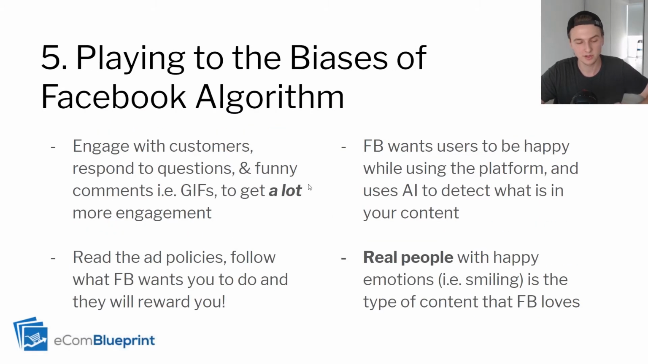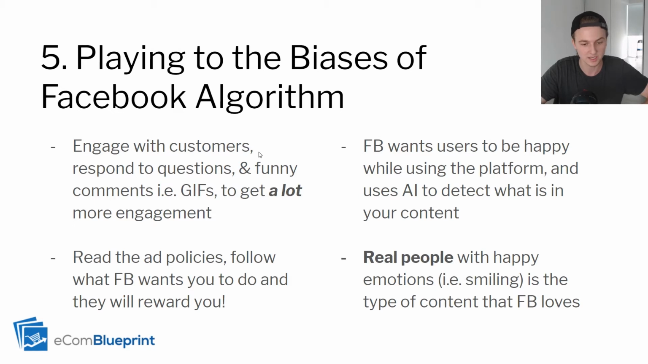Now, the fifth pillar of consistency is playing to the biases of the Facebook algorithm. And so essentially this is understanding how Facebook works, how the Facebook ads algorithm works, and then acting based on that, right? So we know that the Facebook ads auction is based on relevance and estimated action rates, and that's what helps you lower your ad costs. And so you need to test creatives to do that. That's part of what it means to play by the biases. But you can also do this in other ways.